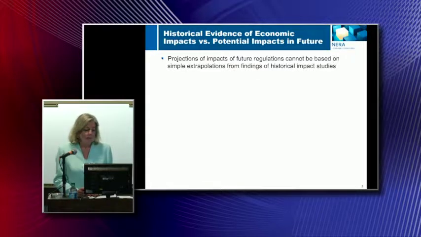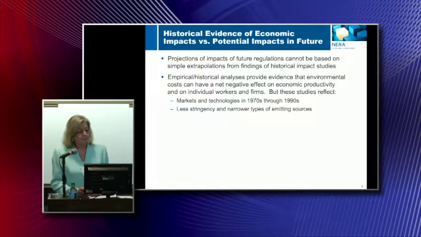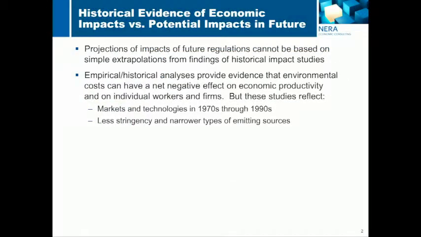So as Professor Milliman presented, there are ways to look at historical evidence of economic impacts. And the key thing is that if you're trying to project the future impacts of new regulations that haven't yet been implemented, that can't be based on simple extrapolations from the findings of those historical impact studies. Rather, those studies present evidence to support a theoretical set of hypotheses about how the economy works. They do show that although it varies from type of impact to type of impact and sector to sector, there generally have been found net negative impacts from the regulatory spending that has occurred historically.